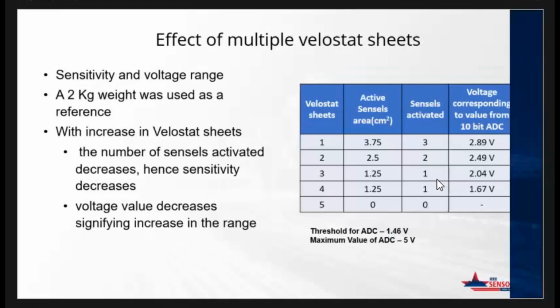In order to increase the contrast, we thought we can increase the number of Velostat sheets, so the sandwich becomes a little thicker. We did that analysis and observed that we can increase the range by adding more Velostats, but as expected, the sensitivity will fall. But it will not matter so much because the weight of a human being is a lot. So we can accommodate that reduction in sensitivity and have a better range of voltages.